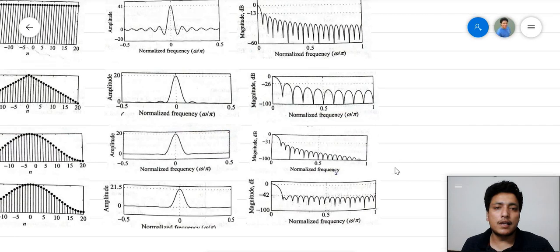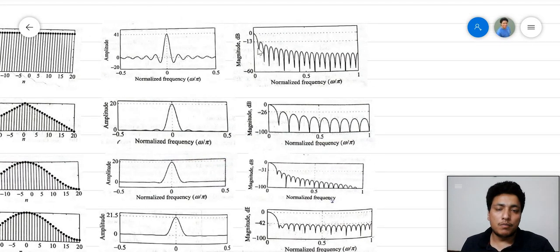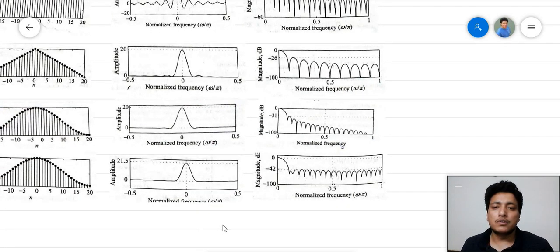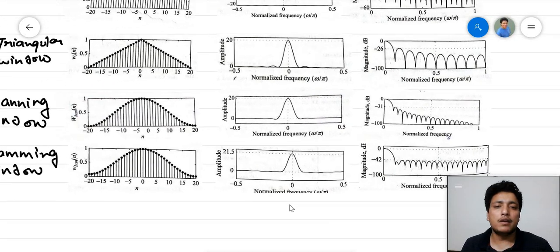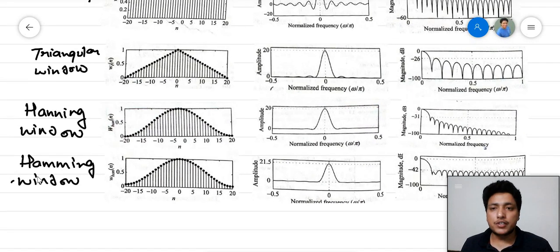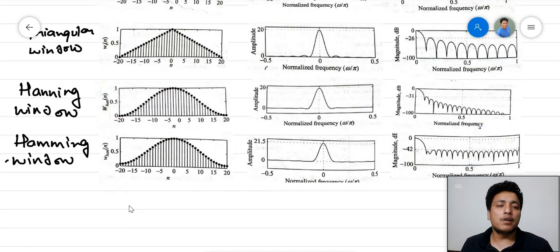But one can clearly see the transition is much sharper in the rectangular window compared to the triangular, Hanning and Hamming windows. So these responses should be kept in mind when designing a filter. Depending upon our application, we will choose which window is optimal for that particular operation.